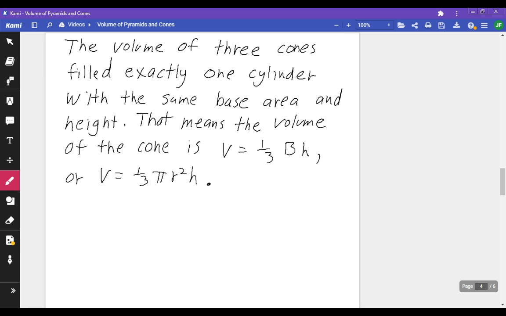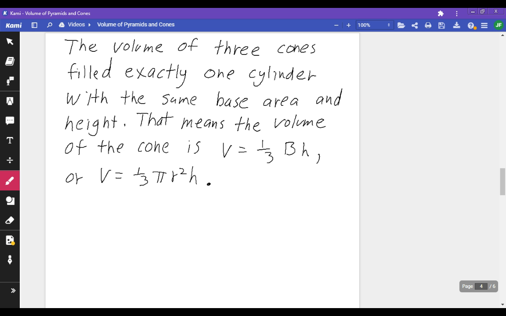So if you were paying attention to what was going on there in the two videos, you might have decided that you have a formula for the volume of a cone. So the volume of three cones filled exactly one cylinder, which had the same base area as a cone and had exactly the same height. So that means the volume of the cone is one third times the area of the base times the height.